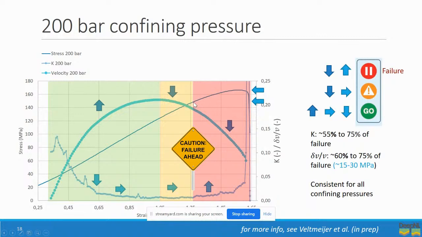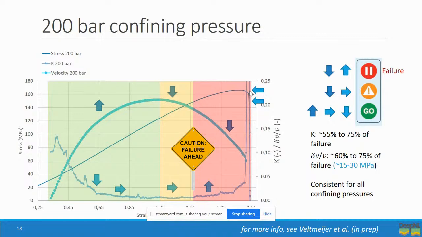So for intact experiments, my conclusion is that you can quite early see from the seismic data, so from the seismic waveforms, that your sample is about to fail. You still have quite a significant stress increase needed before it really happens. So that's for the intact experiments.